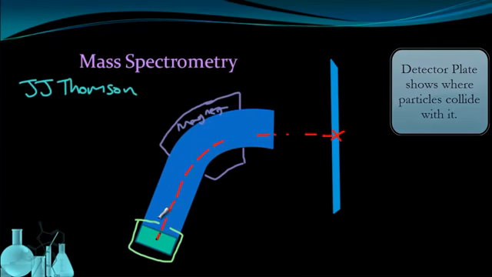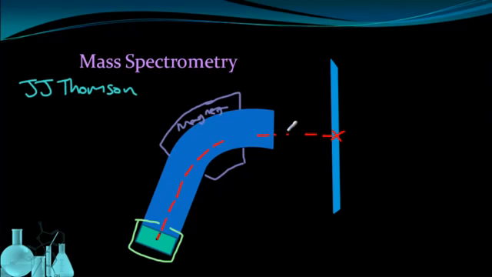Now, as you saw in class, the degree to which this particle gets deflected is dependent on its mass. A heavier particle would be deflected less. A lighter particle would be deflected more. So if we have multiple paths coming out of the same source of particles, we can tell what range of masses those particles have. So let's look at an example of this.